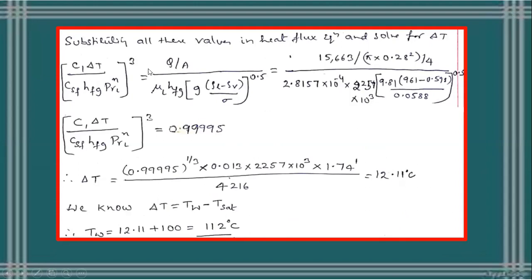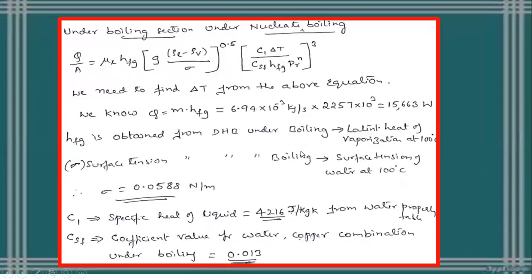Since we need delta T, I am taken on this side. How do you find the Q by A value? You need to know what Q is. Q is nothing but the latent heat: latent heat of vaporization, h_fg, into the mass flow rate. Since the mass flow rate is given, here you have the value of Q.